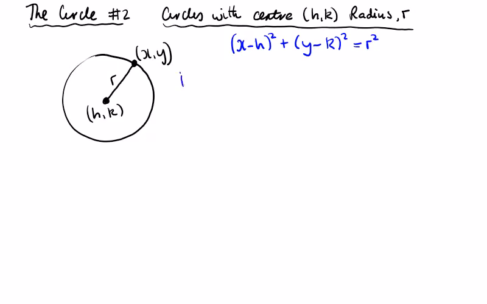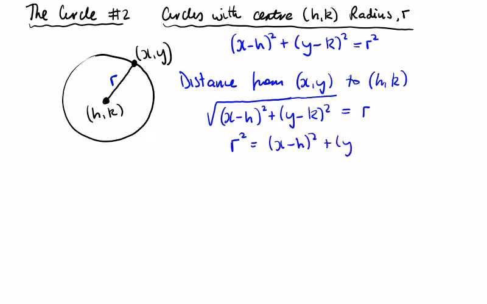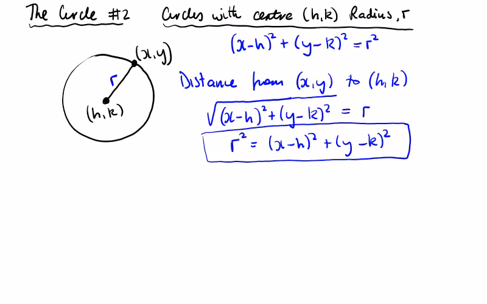If we look at the distance between these 2 points, so the distance from (x, y) to (h, k), you'll see the derivation of this formula. So it's going to be the square root of (x − h)² + (y − k)². That's going to be equal to the distance, which is r here. So if we square both sides, we're going to get r² = (x − h)² + (y − k)². So that's the equation of a circle where the center is not 0, 0, known as (h, k).